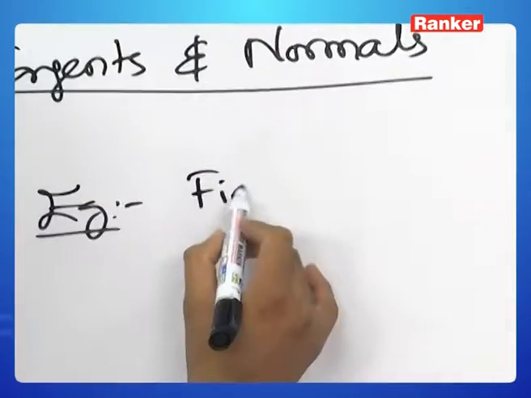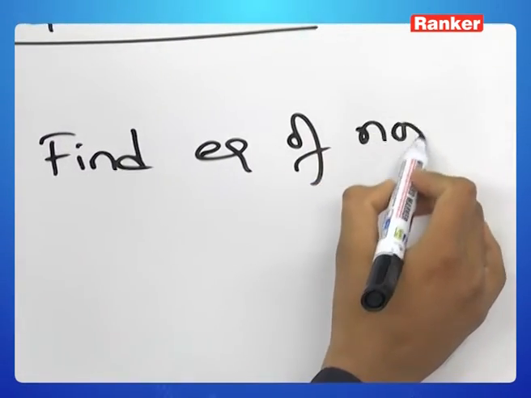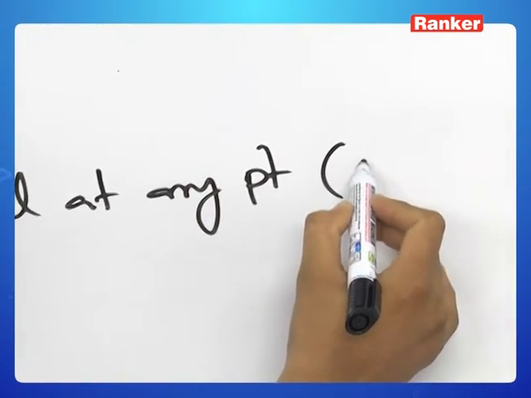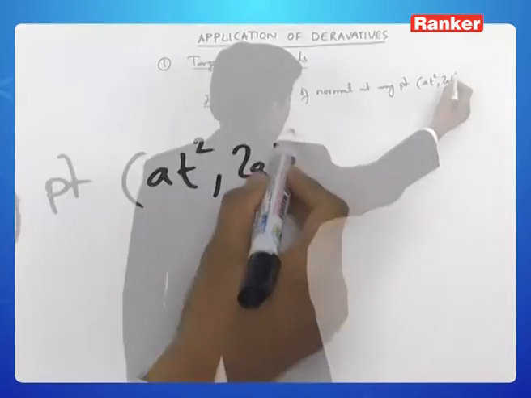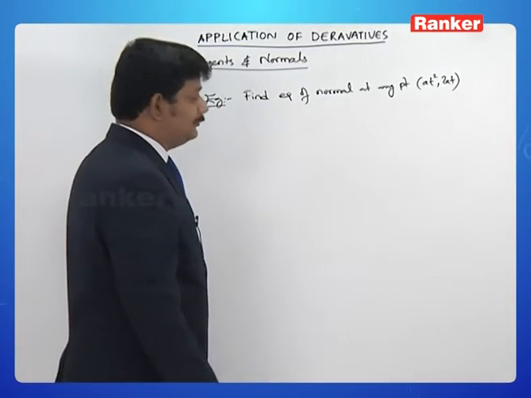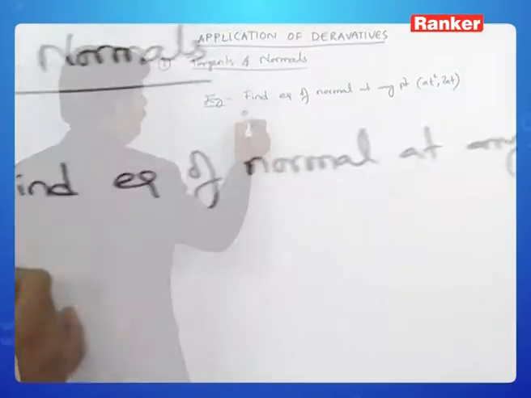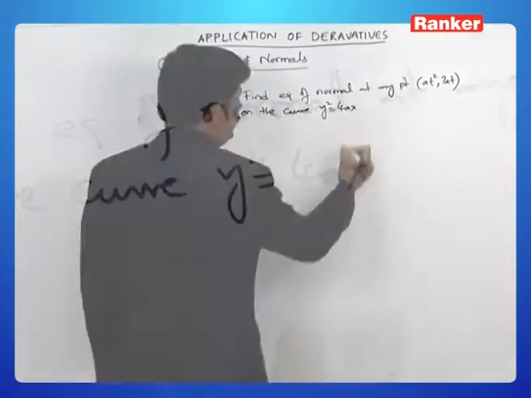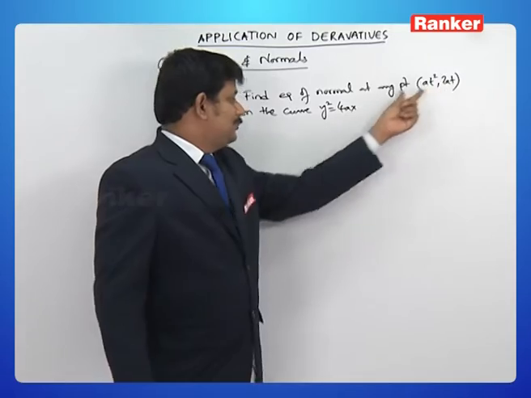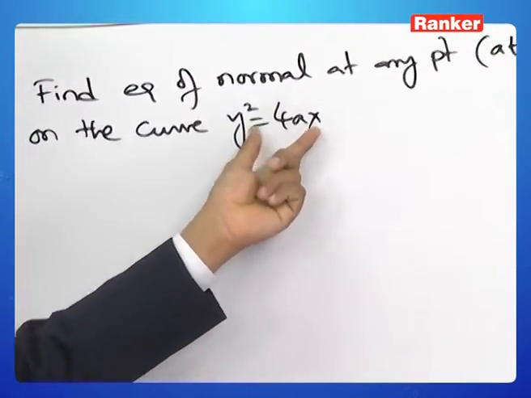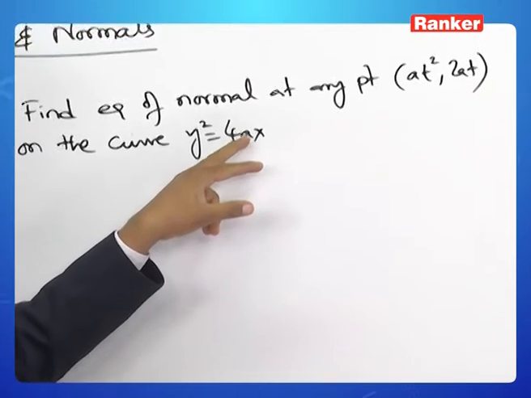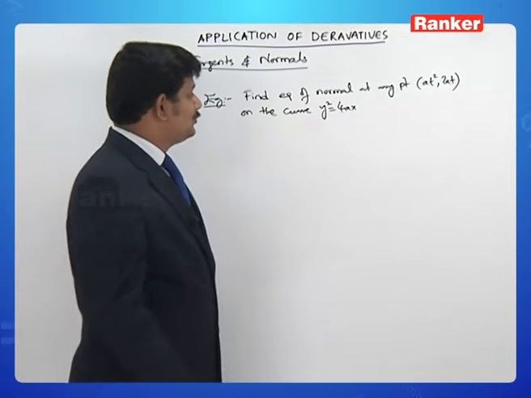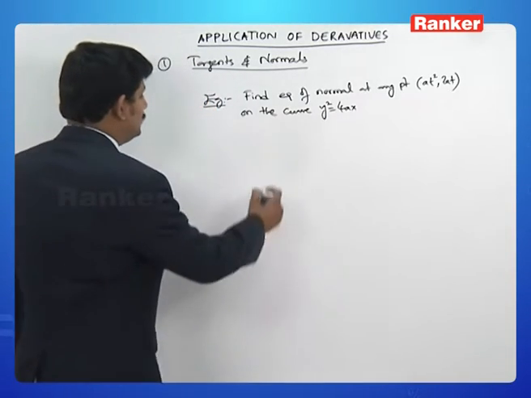Find the equation of the normal at any point at square comma 2at, where the point is again given in terms of a parameter t, on the curve y square is equal to 4ax. We can see for all values of t, this point satisfies this curve. At square, when we substitute, it is 4a square t square on the right hand side. 2at, when we substitute, again it is 4a square t square on the left hand side. So, this is a point on the curve.